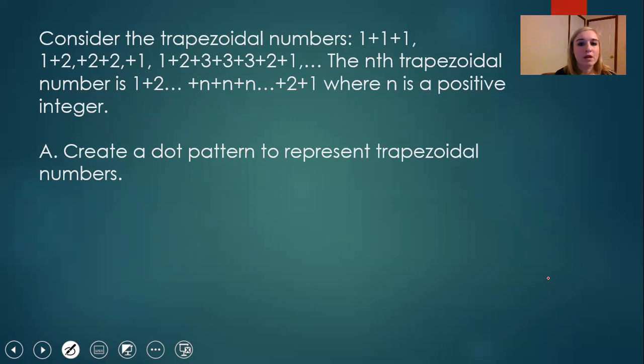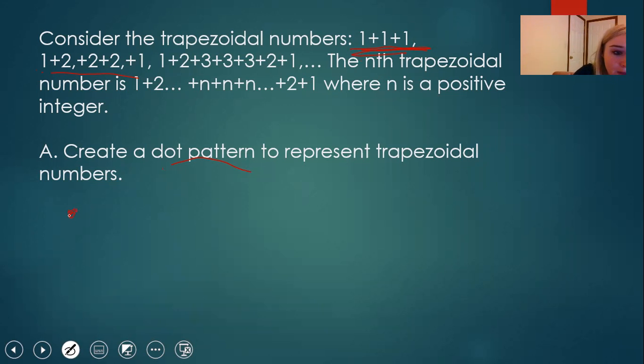Okay, moving on. Consider that trapezoidal numbers 1 plus 1 plus 1 plus 2. So see, we're trying to find a pattern here. Create a dot pattern to represent trapezoidal numbers. So in order to do that, we're going to have to create a dot pattern. So we look here and we see, oh, here it goes. I did not see that up there. There we go. 1 plus 1 plus 1. So that really just means 1 three times.